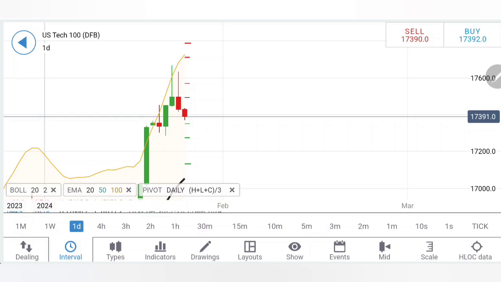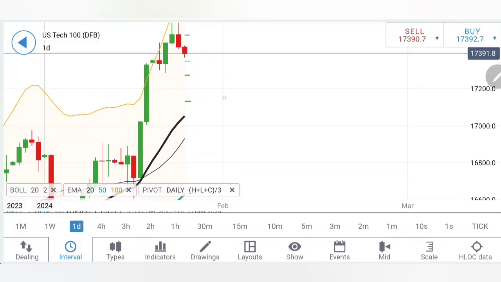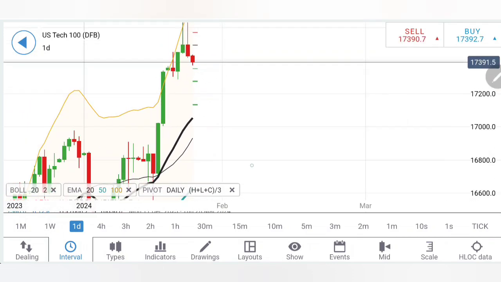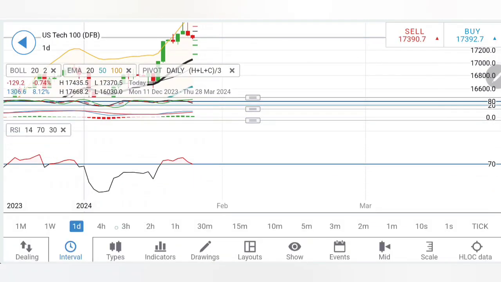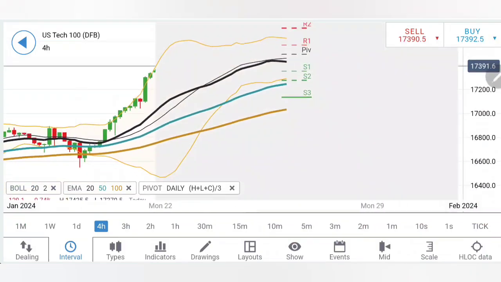Now remember one point, it is trying to give a breakout. The 20 period moving average is sitting far below. Thus, if you see it breaking below 17300, certainly we should not be thinking of going long in Nasdaq 100. Below 17300, more bearishness is going to prevail. Stochastic looking down, MACD is bullish trying to converge, RSI is overbought trying to cool down.